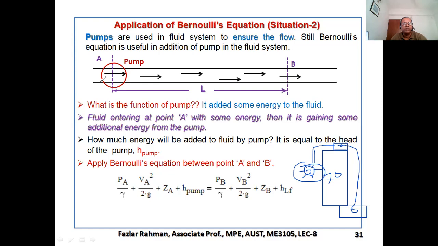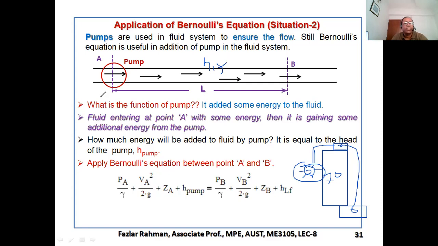Now, if there is a pump at point A, how can we apply Bernoulli's equation between point A and B? That we need to figure out. Okay, so you see, we are talking about a real fluid. Bernoulli's equation says there is no viscosity of the fluid, which means it treats the fluid as ideal. But right now we see the fluid has a viscosity, right? So obviously there will be some loss in the pipe, which I'm calling HLF. Now, how can we apply the formulation?